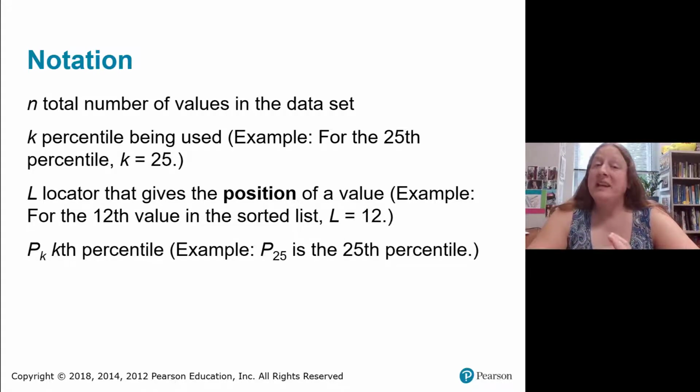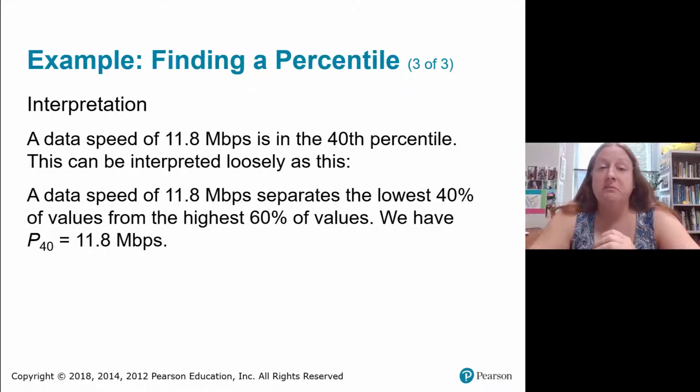And we'll use P with a subscript K. This is the kth percentile. So if I want the 25th percentile, I'll use a capital P with a subscript of 25, and that tells me the 25th percentile. Like in our example, we have P sub 40 telling us the 40th percentile is 11.8.